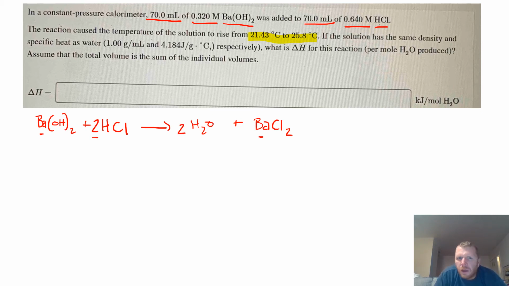Okay, so now let's balance out our hydrogens and oxygens. Here's 2 oxygens, 4 hydrogens. Over here I've got 4 hydrogens.